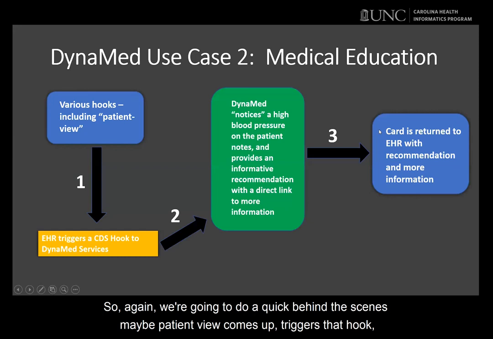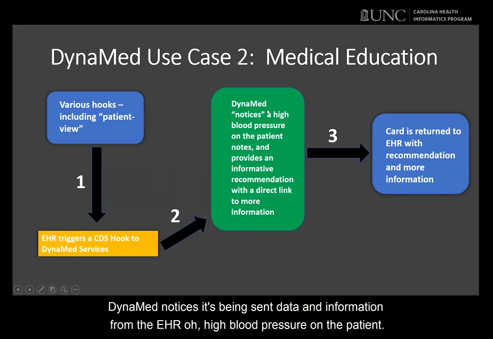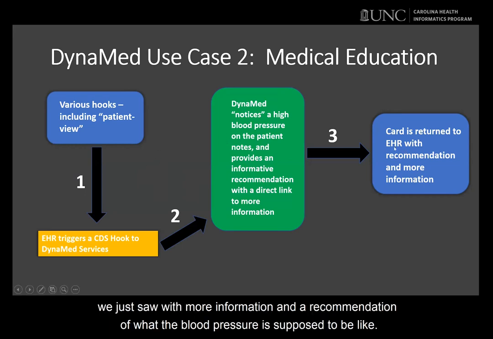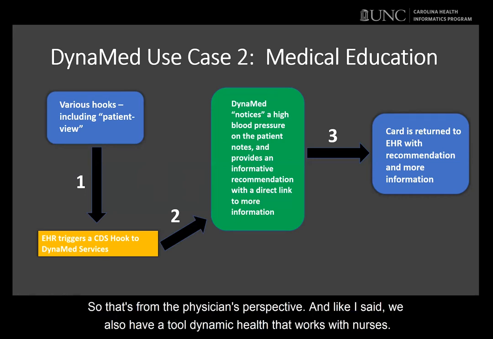So again, we're just going to do a quick behind the scenes. Maybe patient view comes up, triggers that hook. Dynamed notices it's being sent data and information from the EHR. Oh, high blood pressure on the patient. It provides an informative recommendation with a direct link for more information and returns that card that we just saw, with more information and a recommendation of what the blood pressure is supposed to be like. So that's from the physician's perspective.